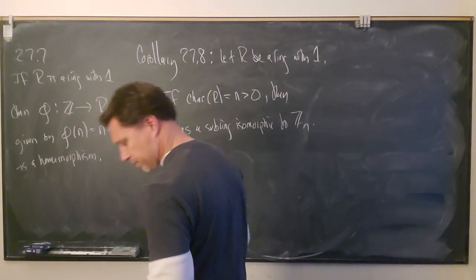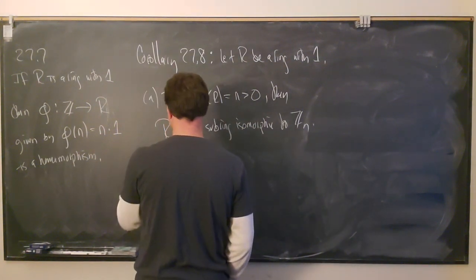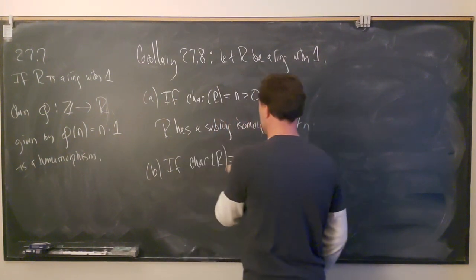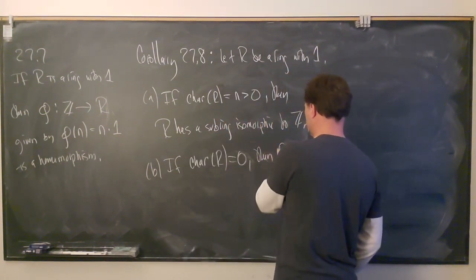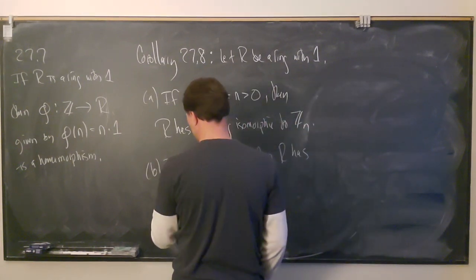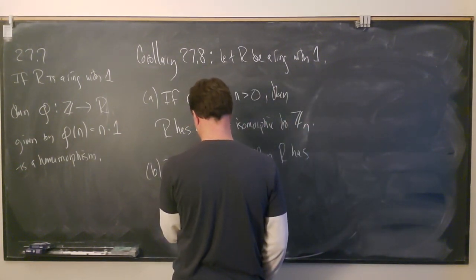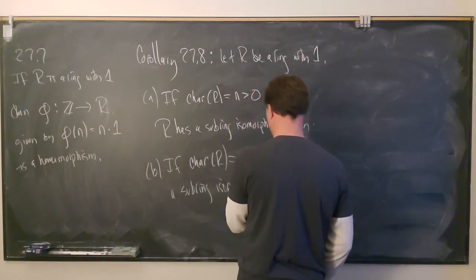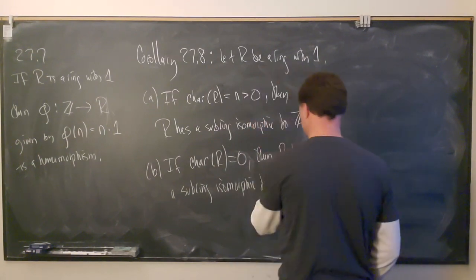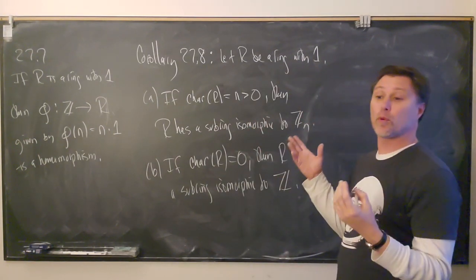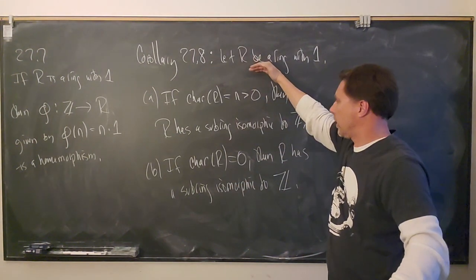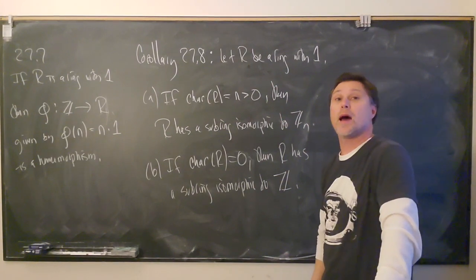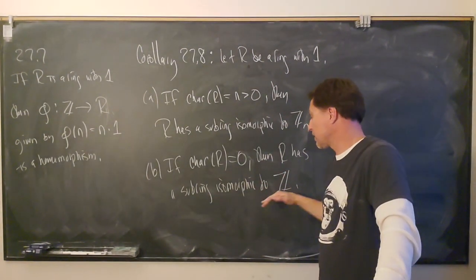And then part B, if the characteristic of R is equal to 0, then R has a subring isomorphic to Z. Right, so here's the subring part. If we have a ring with 1, then this ring, depending on its characteristic, will either have a subring isomorphic to Zn or isomorphic to Z.